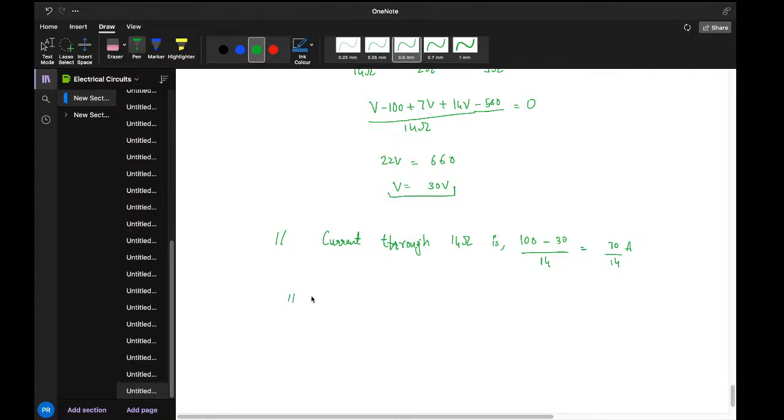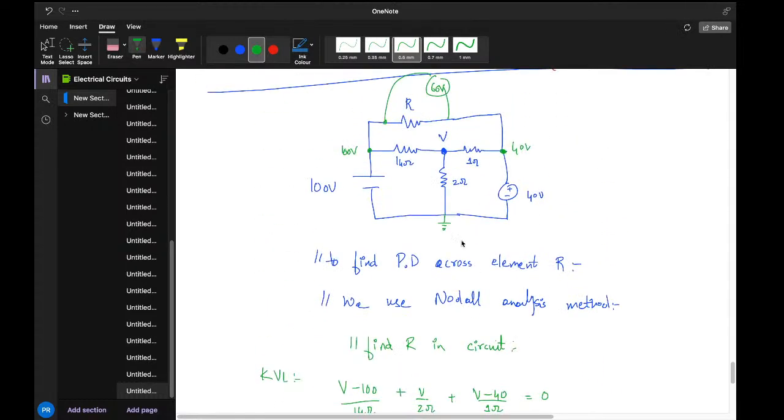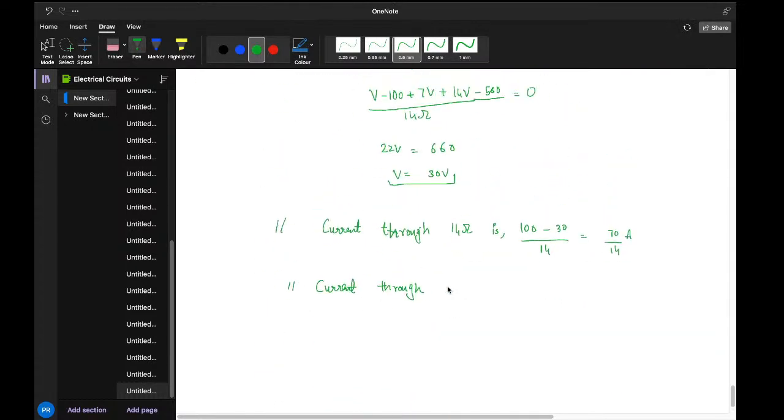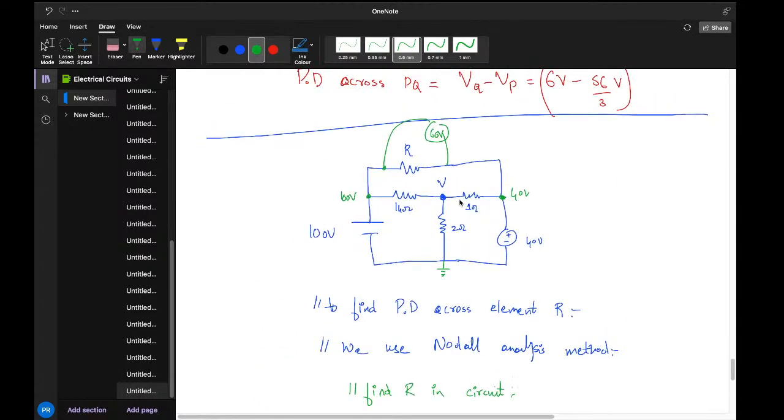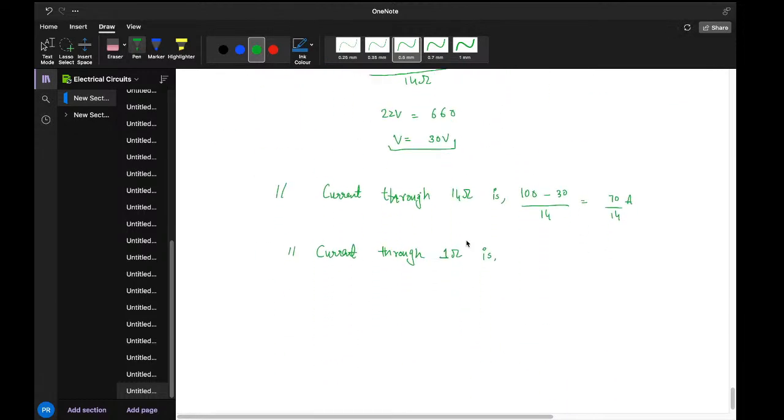Okay. Similarly, current through 1 ohm is (40 minus 30) divided by 1 ohm. So it's going to be 10 amps. Okay.